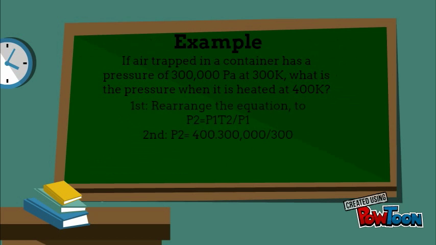Example, if air trapped in a container has a pressure of 300,000 pascals at 300 K, what is the pressure when it's heated to 400 K? First, you must rearrange the equation, and then second, you must do 400 times 300,000 pascals over 300, which therefore will give me 400,000 pascals or 4 ATM.